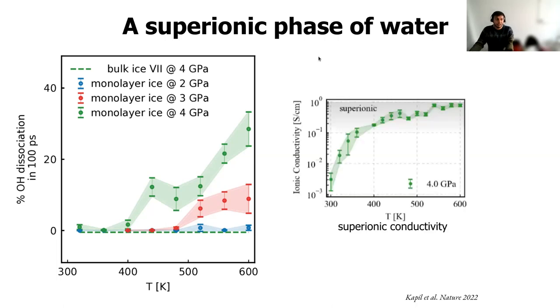And indeed, by calculating these ionic conductivities, which were only possible because we had a machine learning potential, because each of these points are 20 nanoseconds long, so extremely tedious simulations, we were able to get an ionic conductivity greater than this 0.1 Siemens per centimeter, which is the cutoff for a superionic material.